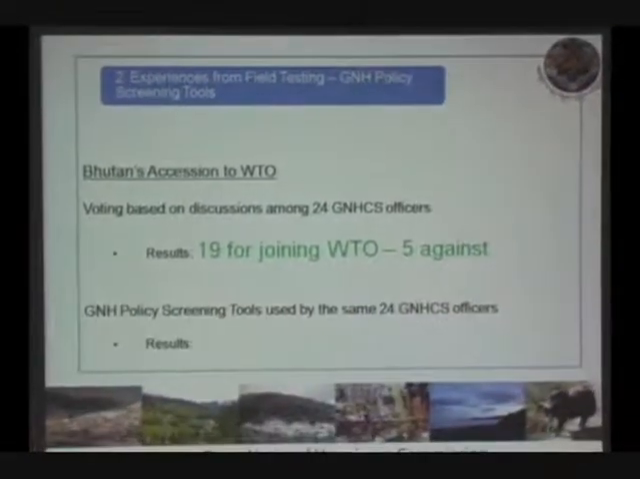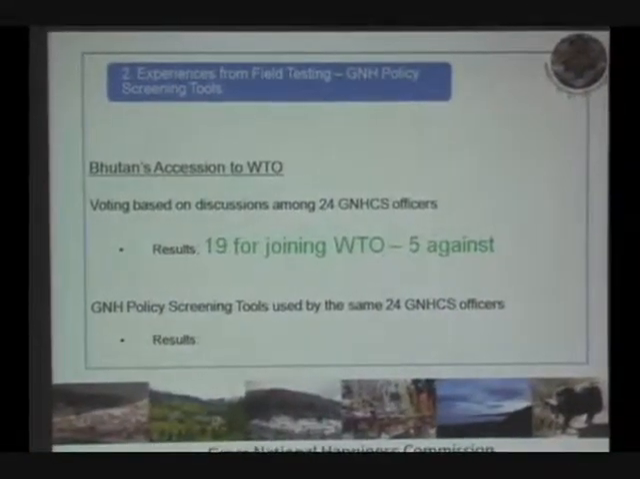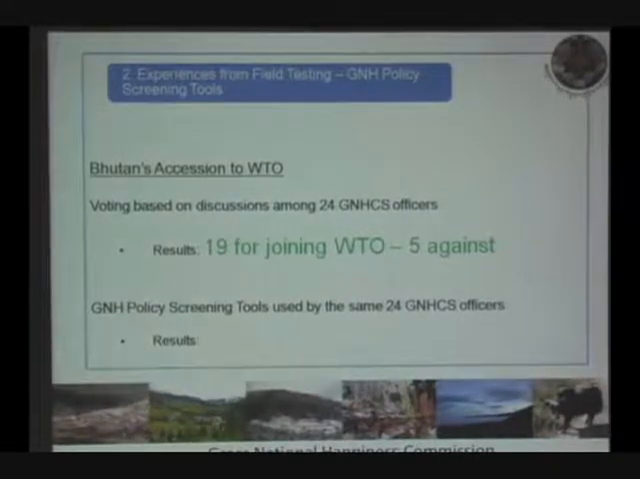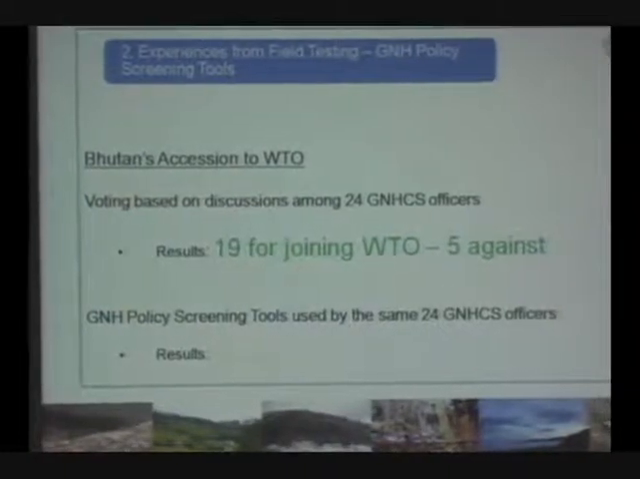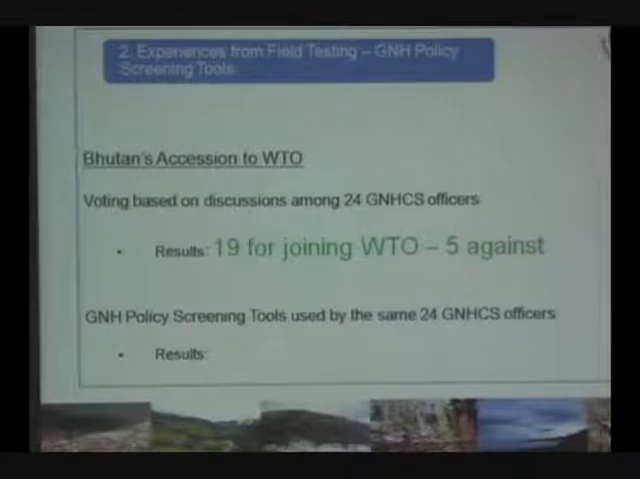Now, as we speak, an extremely important debate going on is Bhutan's accession to the WTO. So we carried out an exercise in my organization. My colleagues got together and had a discussion on joining the WTO and what would be the benefits, advantages and disadvantages. The first discussion they had was the conventional discussion: if you join the WTO, you'll have access to markets, you'll have the security of a rule-based system, and so forth. And at the end of that discussion, in which I did not participate, they voted, and 19 were for joining the WTO, and 5 were against.